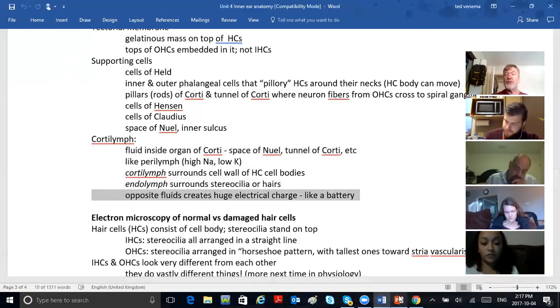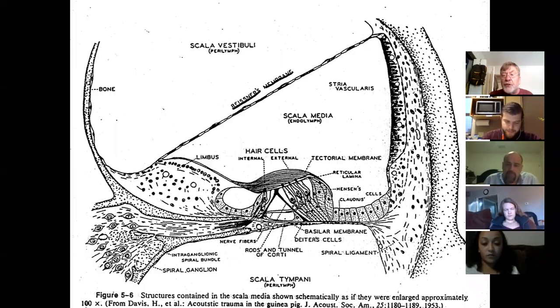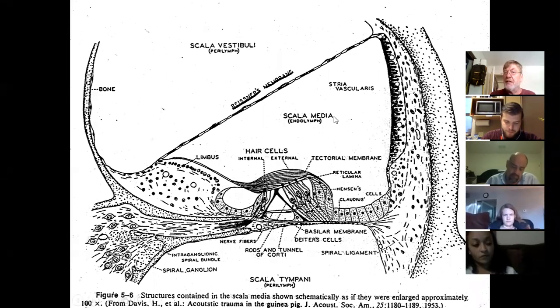Now let's see if we can show a picture of that. Why don't we bring this closer, and I'll make it larger here, or we'll just highlight it. Endolymph here, that's what it says: scala media endolymph, scala vestibuli perilymph. Now look where my cursor is. Do you see how the hair cell bodies here are separated by this line? That line is the border. The cell bodies are surrounded.